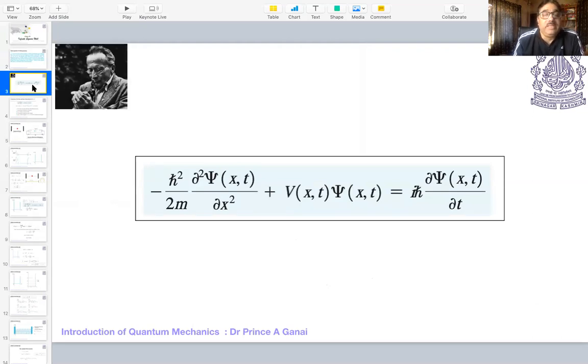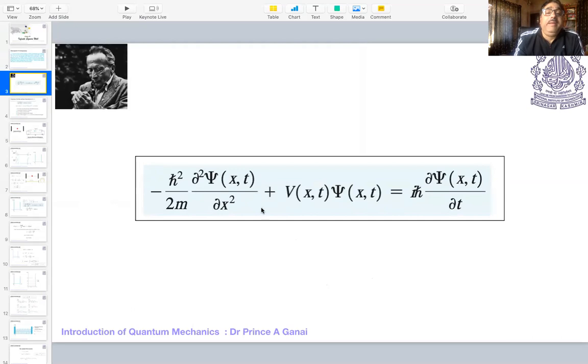What it does is that it gives us the waves that are associated with the particles. It describes those waves, so it's a kind of wave equation for the particles. Since we learned that particles are associated with waves, this equation tells us how the waves associated with the particle control the behavior of the particle.